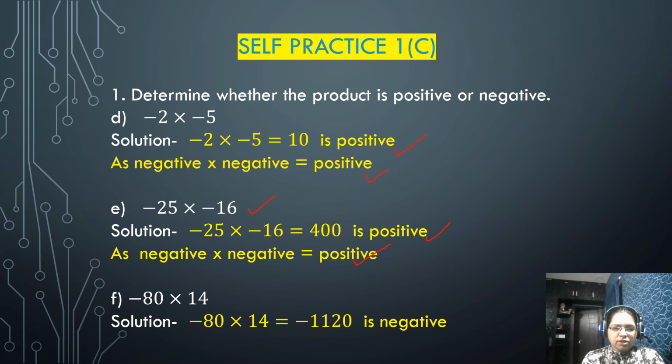F, minus 80 multiplied by 14. Multiply the integers. 80 multiplied by 14, we get 1120, which is positive, and we know minus multiplied with plus, we get minus sign. So minus 80 multiplied by 14, we get minus 1120, which is a negative integer.